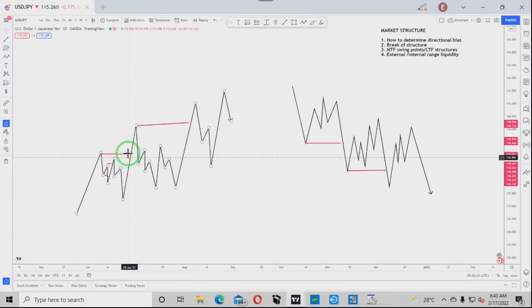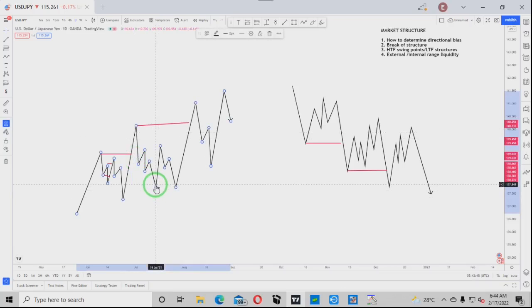Now, if you based your determination of trend on this one break of structure here, the possibility is that price will break that structure and it was just a liquidity grab, only for price to push down.